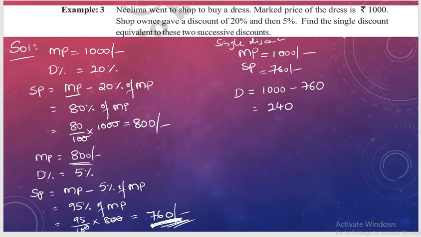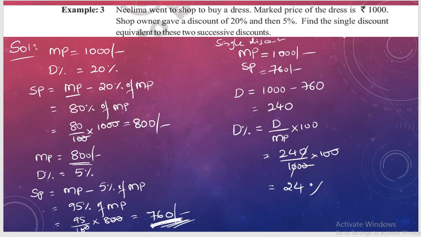It is nothing but 240 rupees. Now I am going to find the discount percentage. What is discount percentage? Discount by MP into 100 only, right? What is the discount here? 240 divided by MP, which is 1000, into 100. These two zeros will get cancelled, and one more zero got cancelled. So what is the discount percentage that you got?